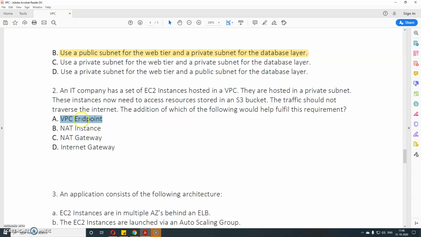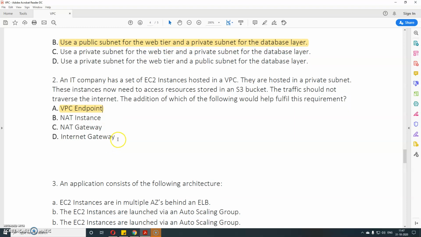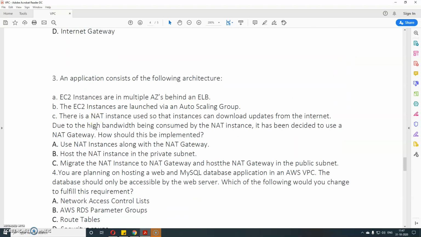So the straightforward answer is VPC endpoint. So using a VPC endpoint, your EC2 can access DynamoDB or S3. So if I am talking about VPC endpoint, make sure you read about the VPC interface endpoint as well. VPC gateway endpoint supports S3 and DynamoDB, and the interface endpoint supports other services as well. So please make sure you read that as well. NAT instance or NAT gateway is not good. Internet is not required because we are not providing internet to the EC2. Okay, now going to the next one.